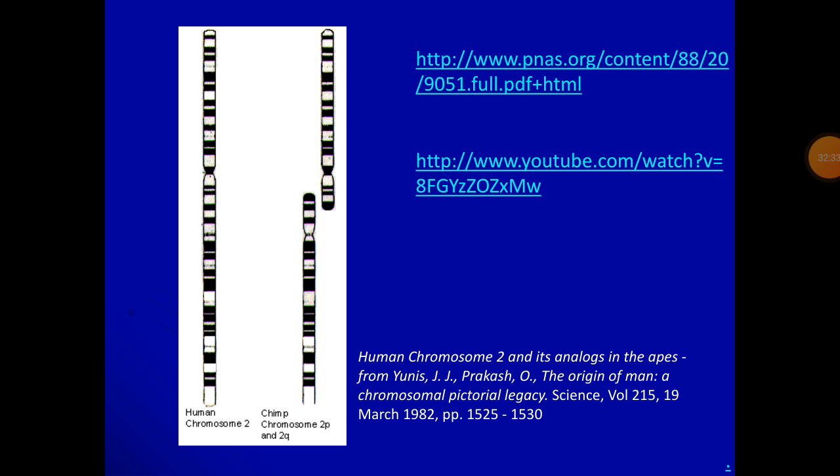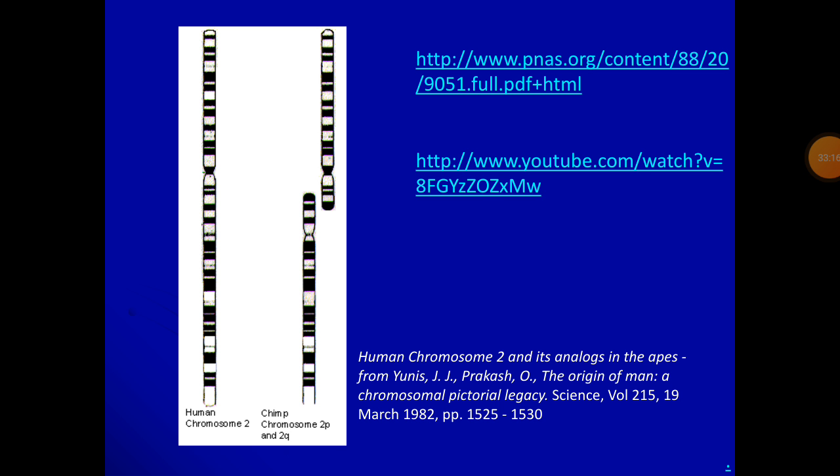So what we have here is the human chromosome 2 and its analogue in the apes. The apes, for example chimpanzees, have 24 pairs of chromosomes, while humans have 23 pairs of chromosomes. Now, scientists believe that there was a variation, a mutation, a chromosomal abnormality that eventually led to the separation between the humans and the chimps or the apes.